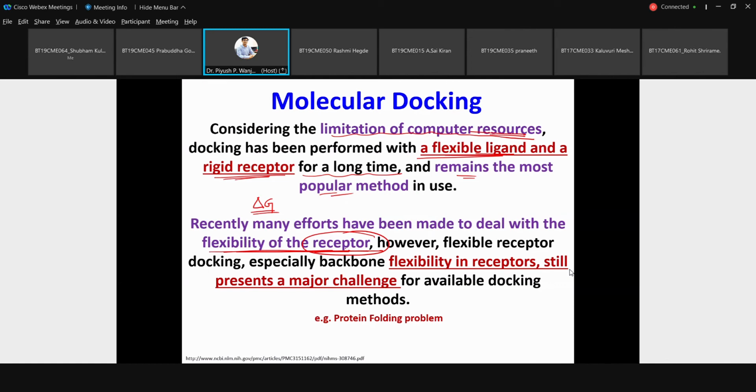Now, when people actually try to give some flexibility to the receptor, as I said, the receptor is a very big molecule, so they cannot make each and every molecule flexible.